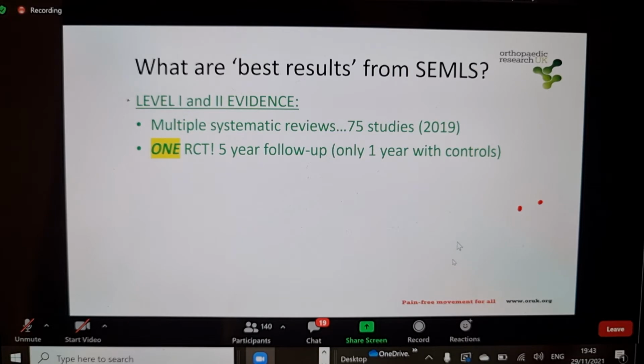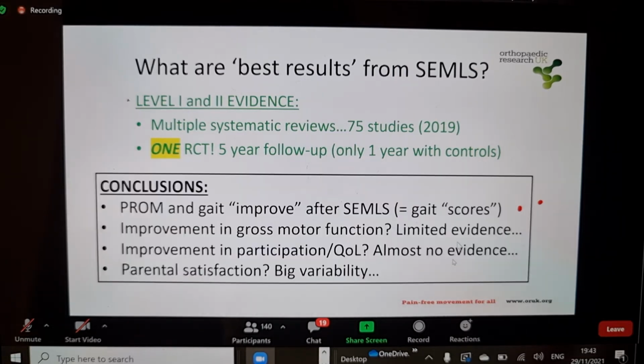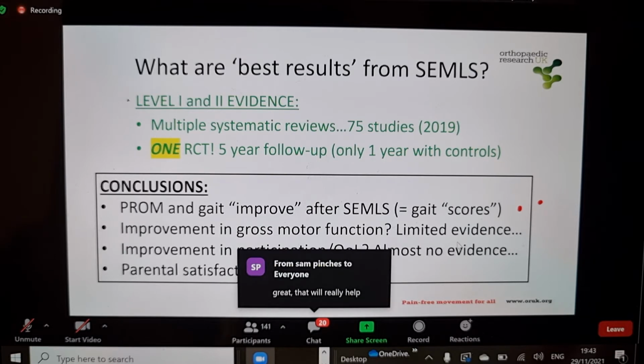So no wonder we are struggling a little bit with our evidence. But this is the evidence we have. So what does it tell us? So here's the basic conclusions. Perhaps unsurprisingly, single event, multi-level orthopedic surgery can improve your gait in terms of scores, the quality of your gait. So often scored through a gait lab, and also passive range of movement. This is obviously a good thing. But in terms of gross motor function, the evidence for orthopedic surgery improving that is very limited.